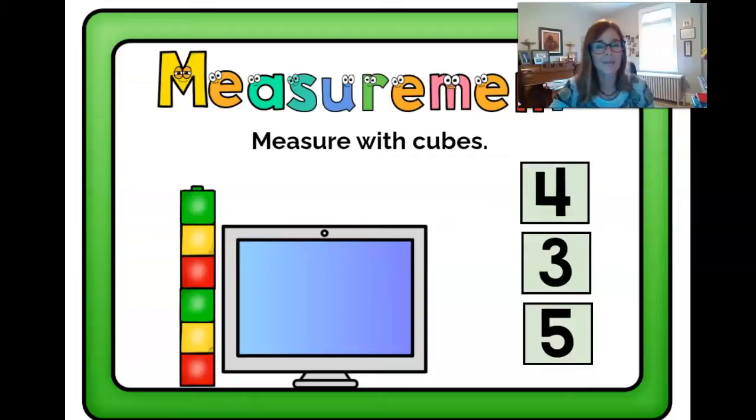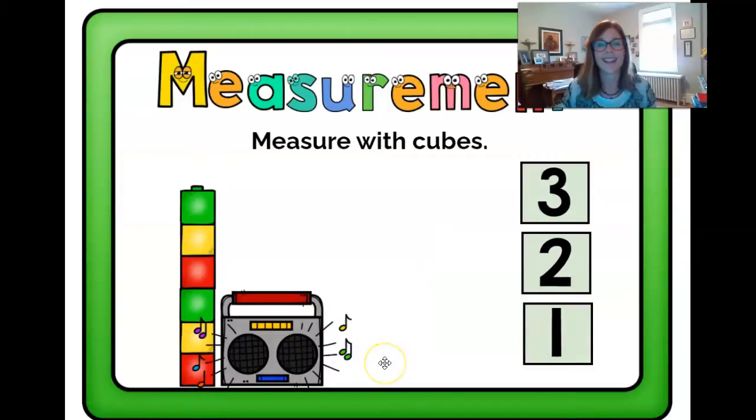And let's look at a few examples of measuring height with cubes. Remember, height is how tall. So let's look at how tall the computer monitor screen is. 1, 2, 3, 4, 5. The top of the computer screen ends at the 5th cube. So 5 is our correct answer. Now you try it. How tall is the boombox? Yep, I bet you said 3. You would be exactly right. 1, 2, 3. Great job, everybody.